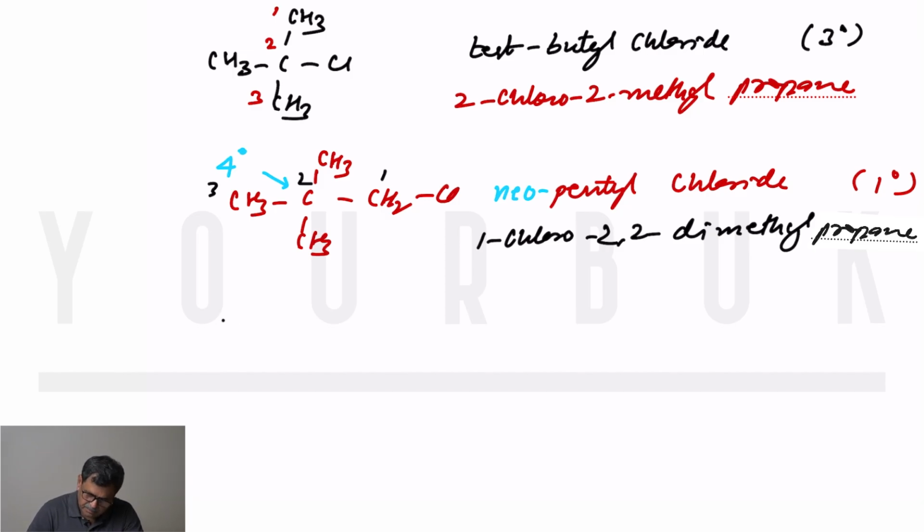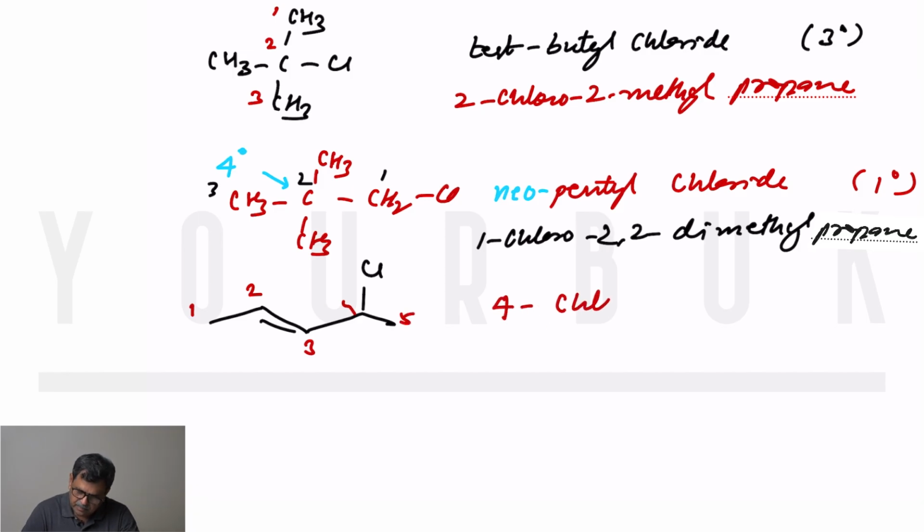For example, this is a bond line structure. Now in this case, the double bond should be given the preference. So we start numbering from this side. 1, 2, 3, 4, 5. So its IUPAC name is 4-chloro pent. There are 5 carbons and double bond at the number 2 position. So we write pent-2-ene.